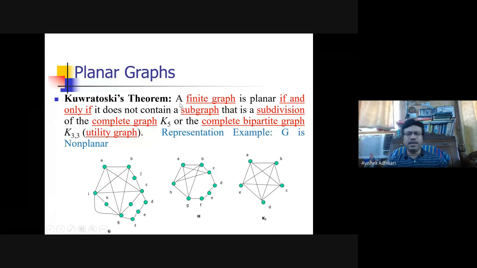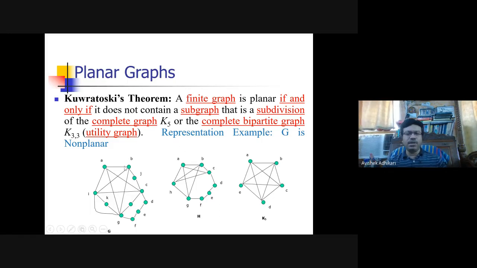It says that a finite graph is planar. It's very important. A finite graph is planar if and only if it does not contain a subgraph that is a subdivision of the complete graph K5 or the complete bipartite graph K33. What does it say? It says that a graph G is planar if and only if it does not contain, and that's very important, these two subgraphs, either K5 or K33 or any subdivision of them.